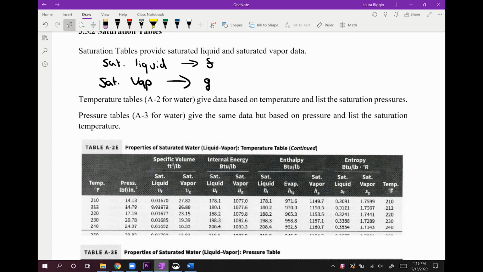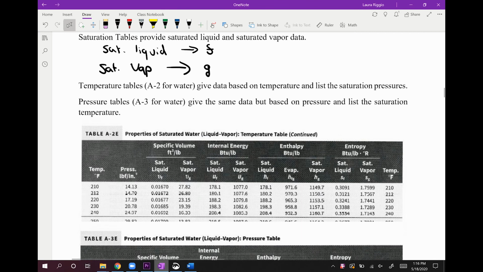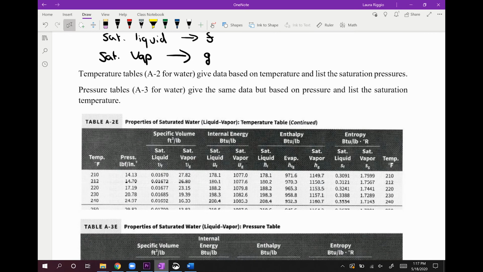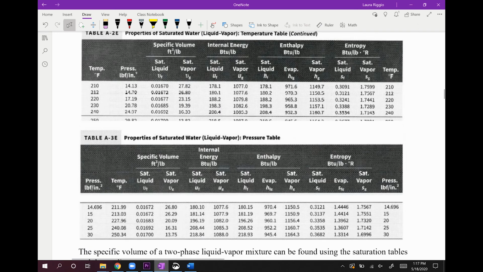So it's table A2 and A3 for water. Again, they exist for all the other substances in the back of the textbook. That includes ammonia, propane, R22, and R134A. The only difference between table A2 and A3 is that one is tabulated based on temperature and one is tabulated based on pressure. They give you the same data. It just depends on if you're working with pretty increments of temperature or pretty increments of pressure.